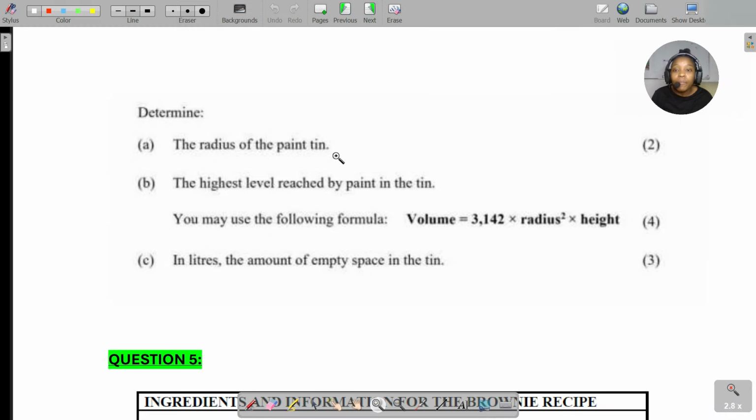Determining the radius of the paint tin, the highest level reached by the paint in the tin, and, in liters, the amount of empty space in the tin. So if you're given that the paint tin is being filled to a particular height, what is the volume of the empty part of the tin? Do you see that now we're working with application questions? We're working with application questions.